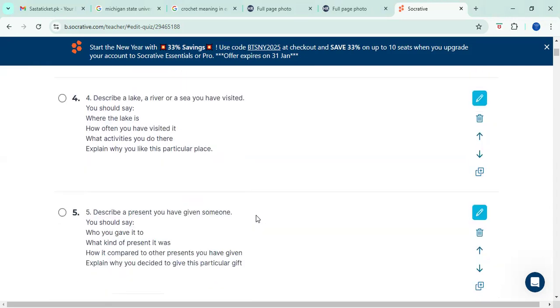Okay. Number four. It's present and past both. You're right, mainly present, because you are going to describe a lake or river or sea that you often visit. You can share your experience, but mainly it's present. You're right, for sure. And number five, that's interesting.